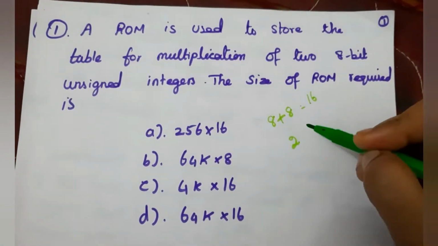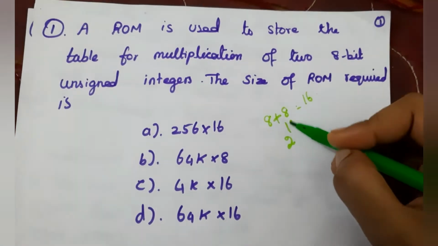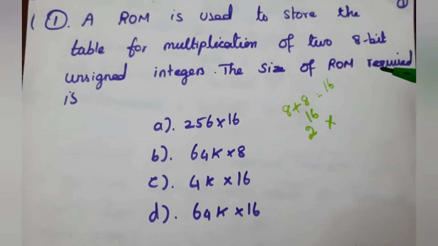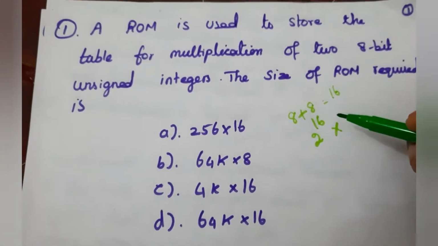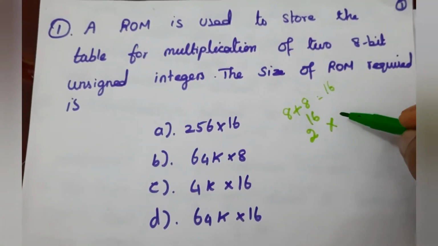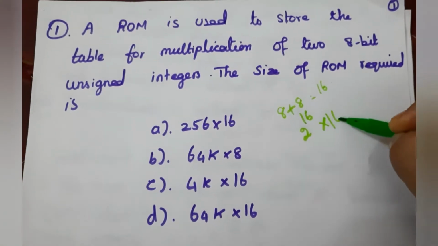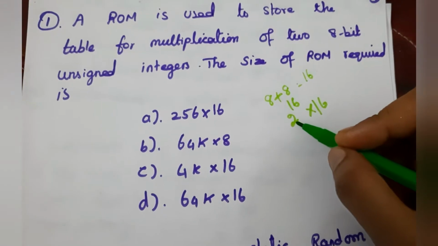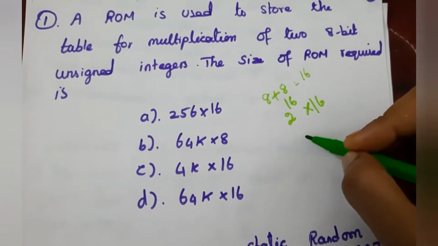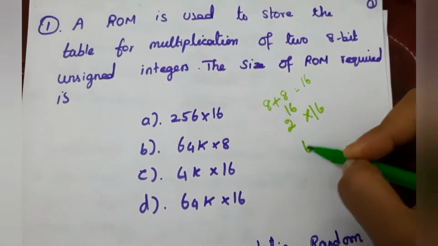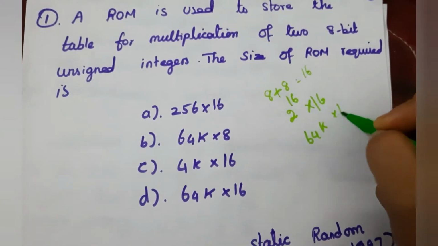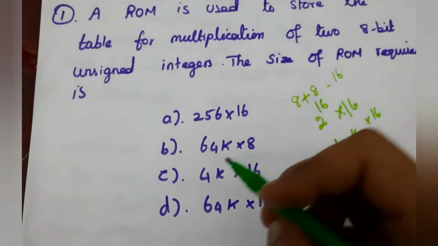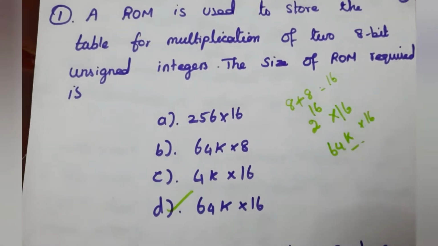So the required memory size is 2 to the power 16 into the output size. We will get double length output. So 8 bit means we will get 16 bit output. So we require 16 bit size. So this is the answer. So 2 power 16, that is approximately equal to 64k into 16. So this is the answer. So here the answer is D.